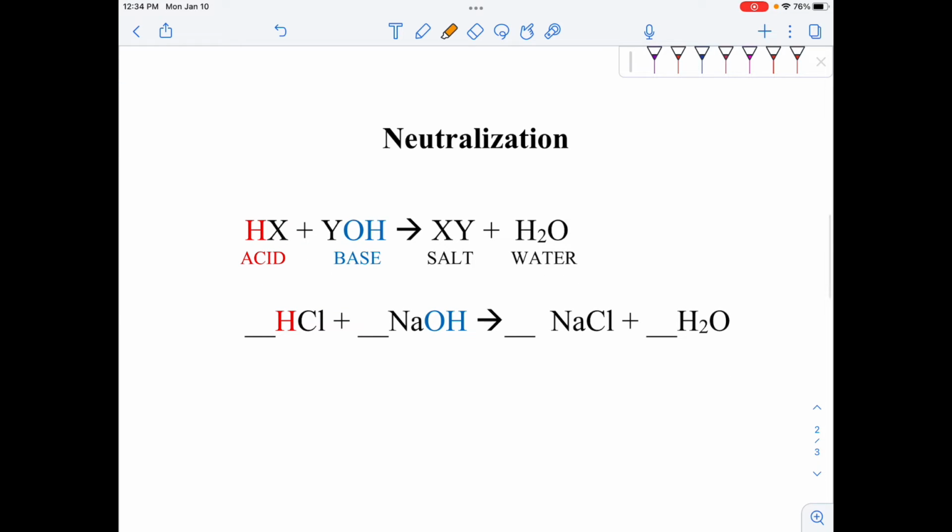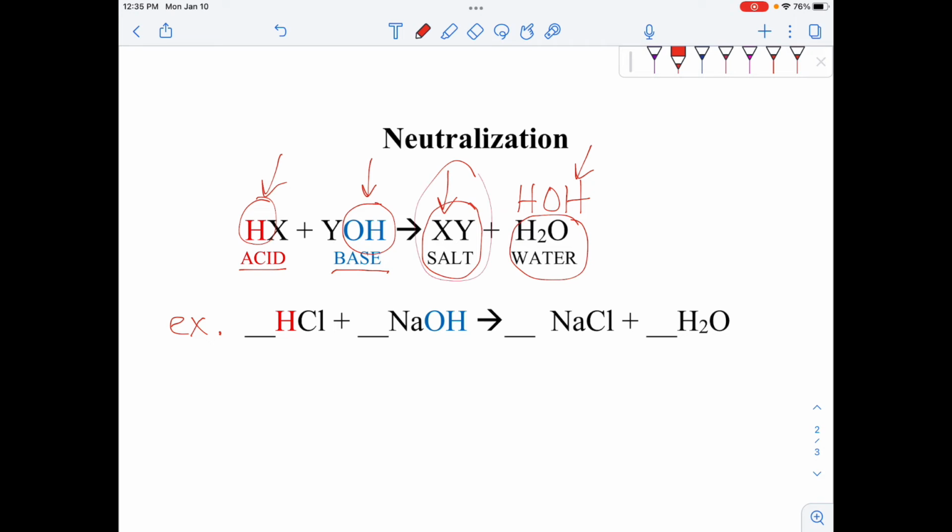Acids and bases, when they react together, they neutralize one another. So if we look at our example down here, if we take an acid plus a base, the hydrogen and the OH, the hydroxide ion, form HOH, or also known as H2O, water. And the anion from the acid and the cation that's left over from the base make the salt.